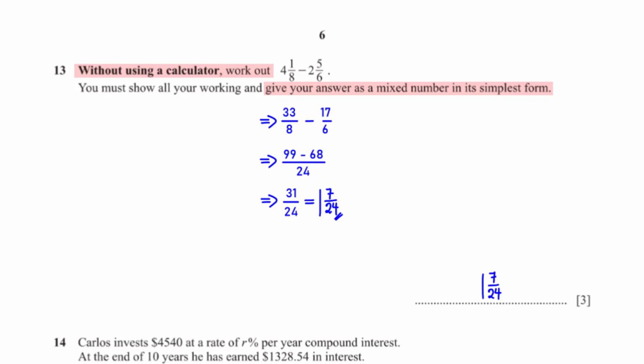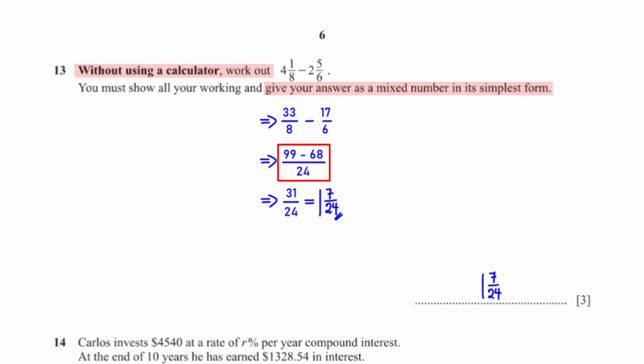So for 4 and 1/8, we have 8 times 4 plus 1, which is 33, divided by 8. And for 2 and 5/6, we have 6 times 2 plus 5, which is 17, divided by 6. The LCM of 8 and 6 is 24. For 33/8, since we multiply the denominator by 3 to get the LCM, we also need to multiply the numerator by 3. So 33 times 3 gives us 99.